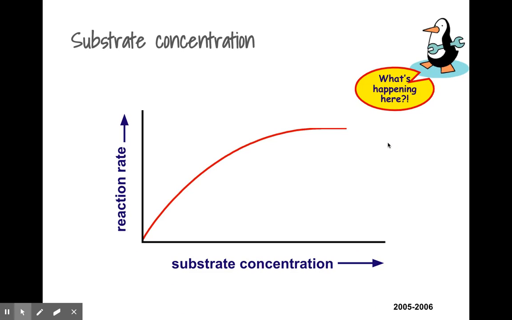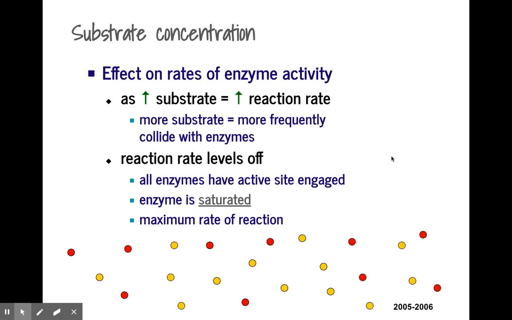All right, substrate concentration. So let's say I infiltrate your body with a whole lot of substrate. Well, if there's more substrates, my reaction rate is going to increase, same thing, until it starts to level off. So the effect on rates of enzyme activity. As I increase the substrate, I increase the reaction rate. More substrates equals more frequently collision with the enzymes.